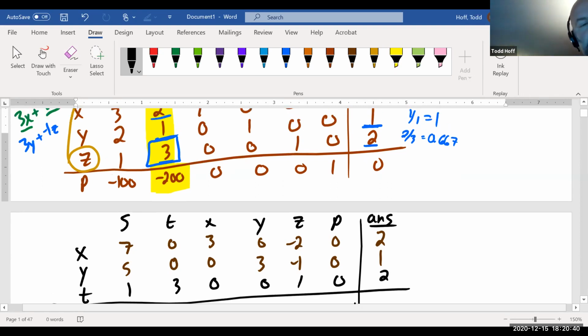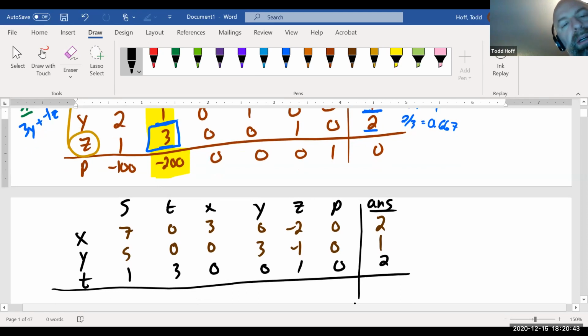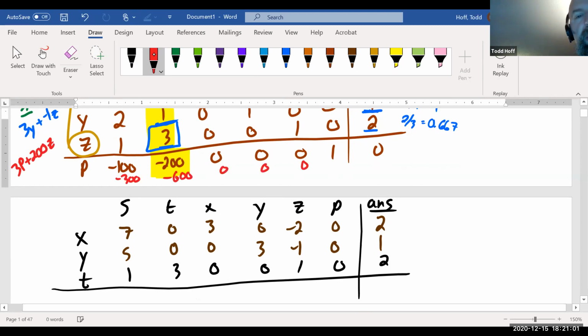For row P, I need to zero that out, clear that out. I have to get rid of that negative 200 with the 3. Well, this one's going to be a rough one. It's going to be 3 times P plus 200 times Z. So 3 times row P, this would be a negative 300. This would be a negative 600. 0, 0, 0, 3 times 1 is 3, and 0.